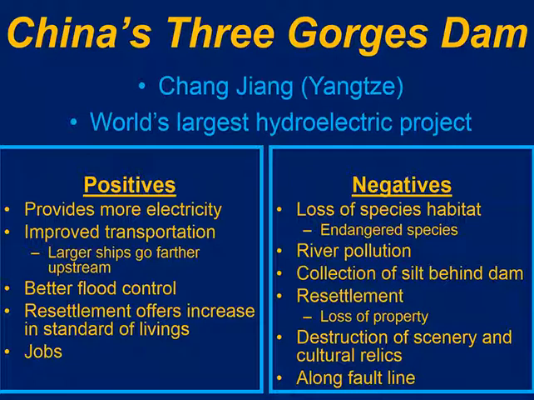But probably the biggest negative of them all is that the Three Gorges Dam is actually along a fault line. So here we have a tectonic activity area in which a little bit of shaking can actually cause this dam to completely cave in and cause, once again, massive flooding from that. So it can be seen as quite the negative, potentially.